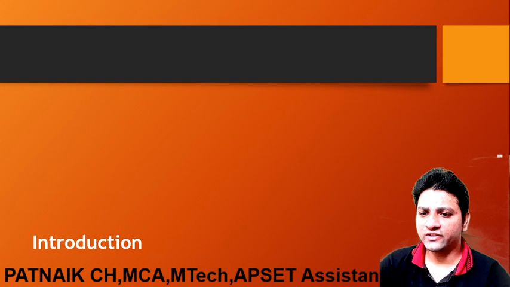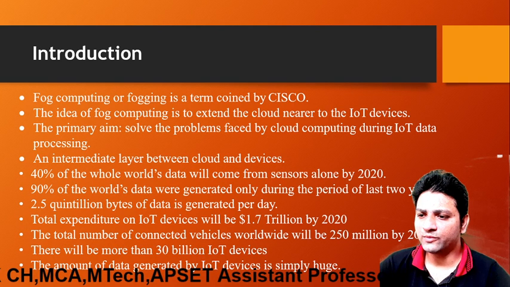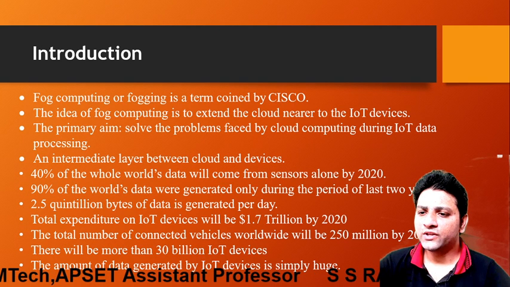Let us understand what fog computing is. Fog computing, or fogging, is a term coined by Cisco. Cisco was the first to introduce the concept of fog computing. The idea of fogging is to extend the cloud nearer to the IoT devices. Nowadays lots and lots of IoT devices continuously generate data, which is transferred from one place to another, that means from end user to cloud.